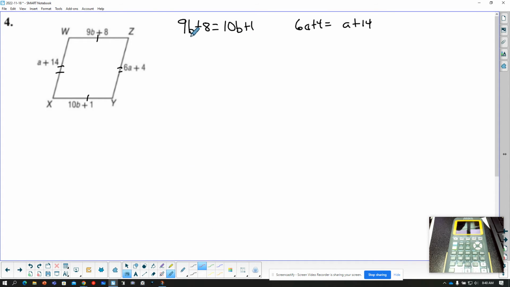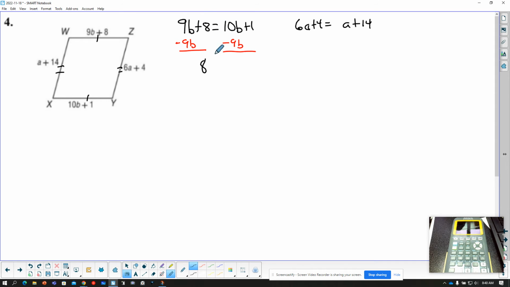Let's go ahead and solve this first one here. I would subtract 9b first. I usually go with the smaller of the two that has the variable with it. That way I don't end up with a negative number in front of the variable. It just saves me time later. This one will actually work out pretty good because of that 9b.